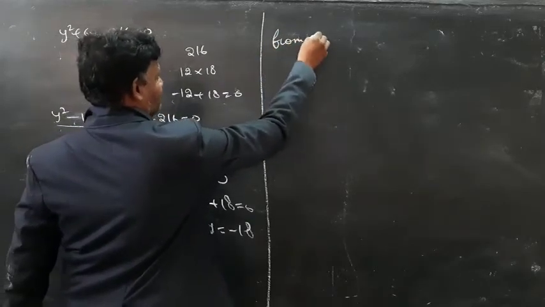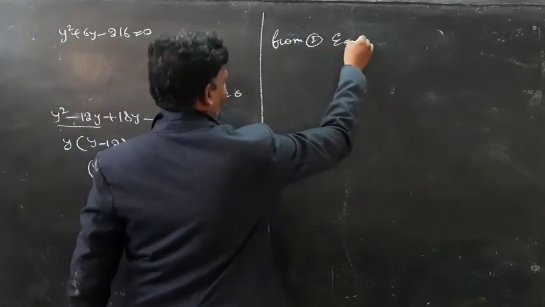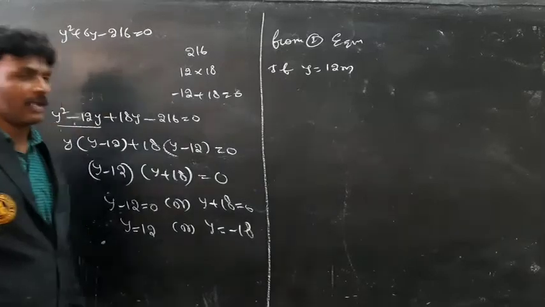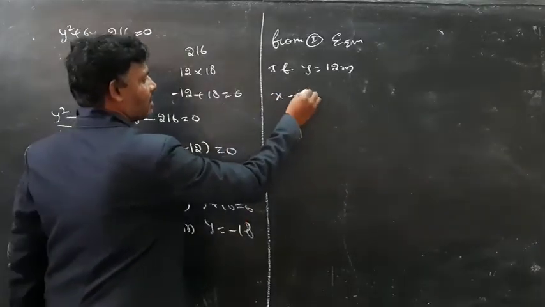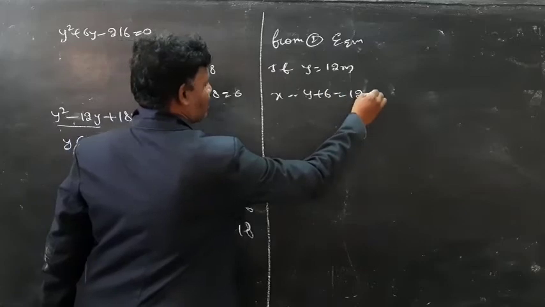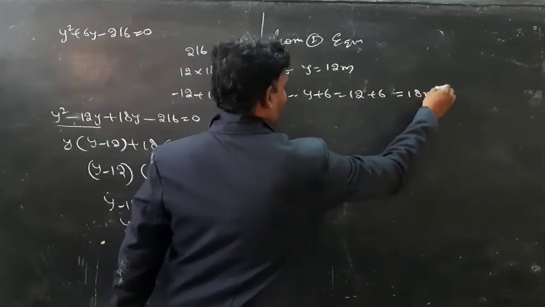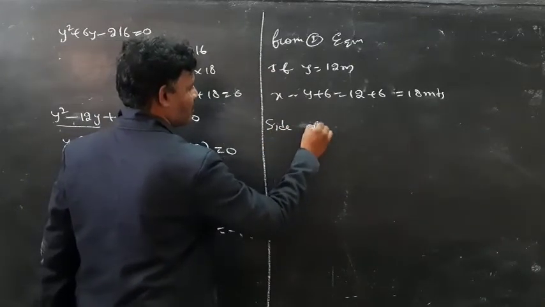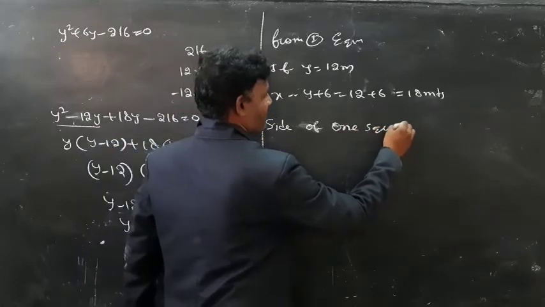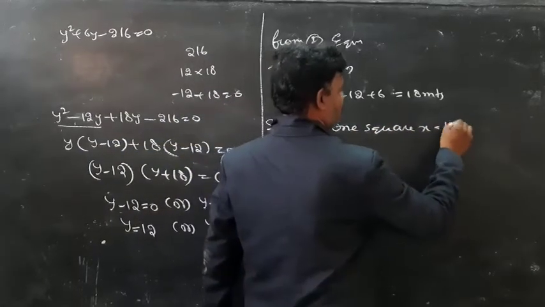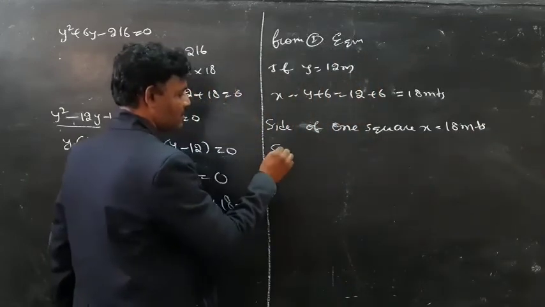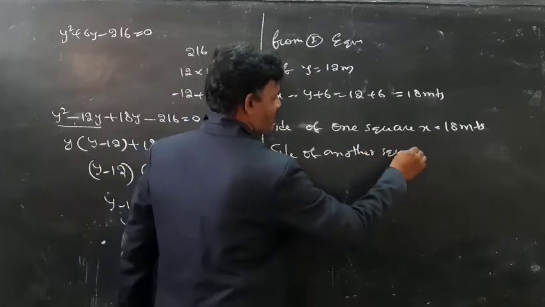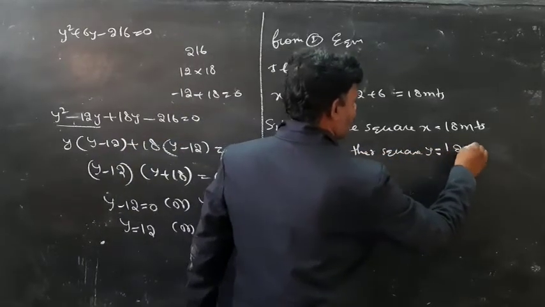From the second equation, if y is equal to 12 meters, then x is equal to y plus 6, which is 12 plus 6, equal to 18 meters. Side of one square, x is equal to 18 meters. Next, side of another square, y is equal to 12 meters.